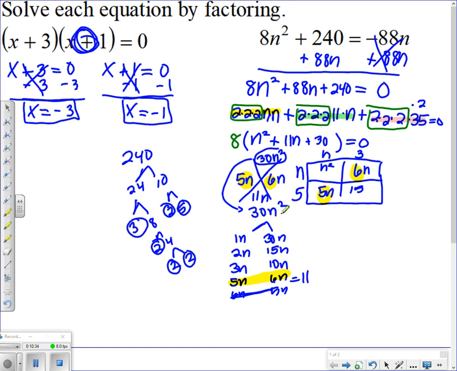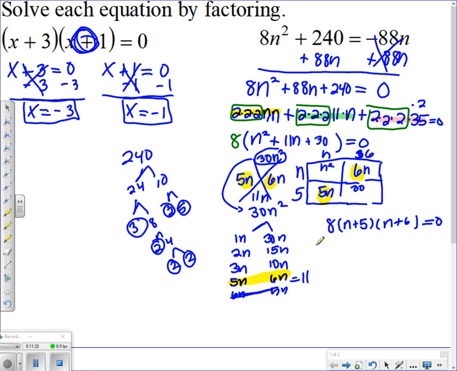Okay, the mistake is right here. This is no longer 15. That should be 30. So what these two have in common is a 5. What these two have in common is a 6. This should be a 6. So the problem becomes 8 times (n plus 5)(n plus 6) equal to 0. The first factor is n plus 5. Second factor is n plus 6.